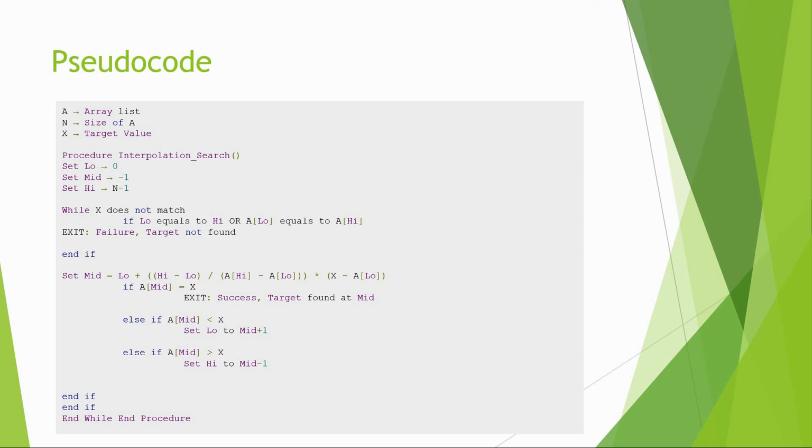Next, we set mid, the middle value, using the formula given. If A[mid] equals X, then the program will exit with success: target found at mid. If the mid value is lower than X, the target value, then set the lower index to mid + 1. If the mid value is higher than X, then set the highest index to mid - 1. Continue to loop this process until it finishes, either exit failure or exit success.